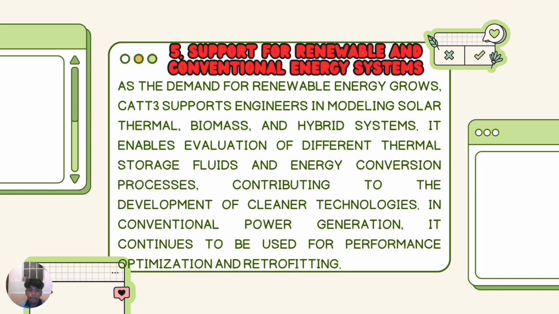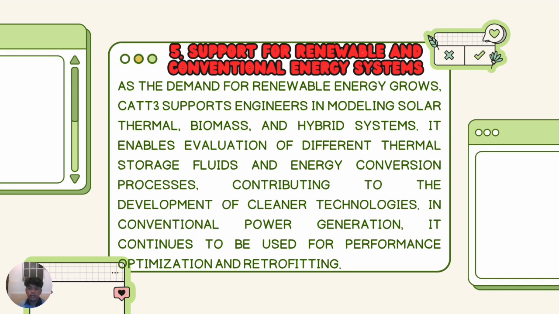For the last one, support for renewable and conventional energy systems. This part shows that CATT is versatile. It supports both renewable energy systems like solar thermal. Engineers use it to model systems that store or convert heat energy sustainably. In conventional systems, it is used to improve performance or upgrade older systems. And the impact of CATT is that it contributes to cleaner and more efficient energy technologies.